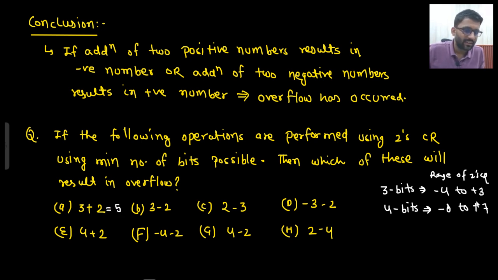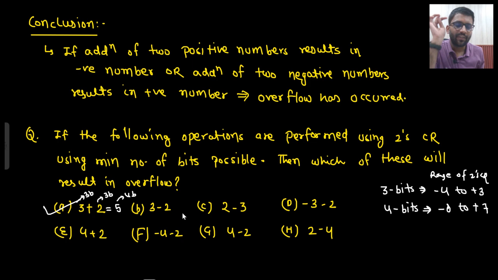Will 5 come in this range? No. You can write it using 3 bits. But for this you would need 4 bits, because 5 will come in this range. So overflow will occur here.